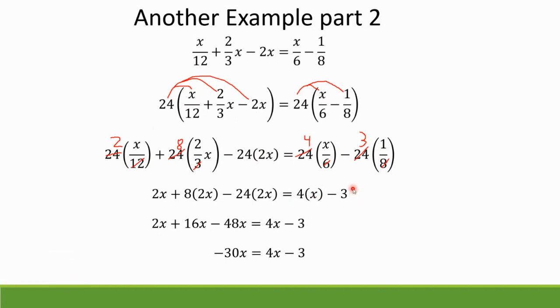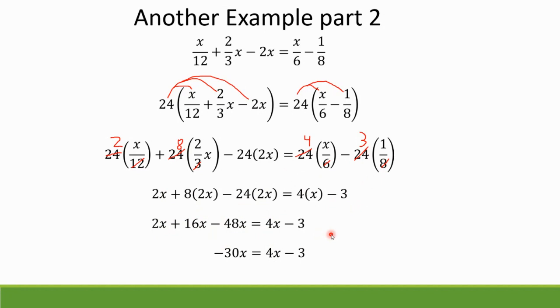All right. So then we have 2x plus 8 times 2x minus 24 times 2x equals 4x minus 3. So then we have this. We do these multiplications, then we're going to simplify. So we have 2x plus 16x minus 48x. That's negative 30x. On the right side here, we have 4x minus 3.